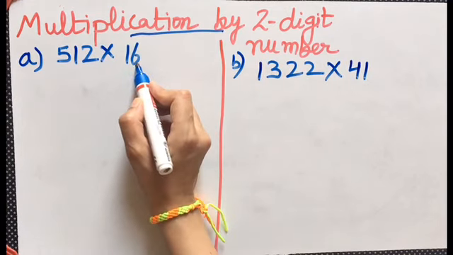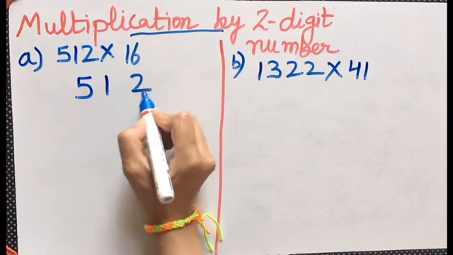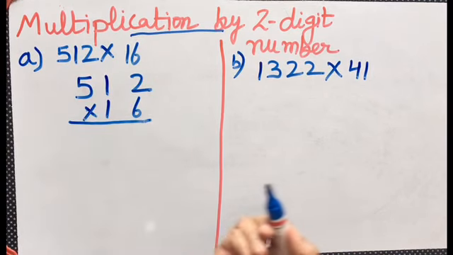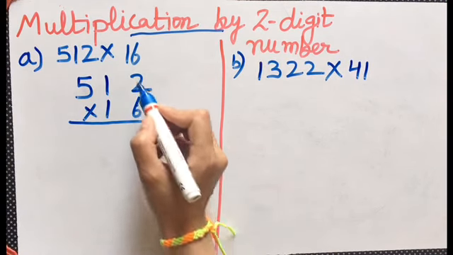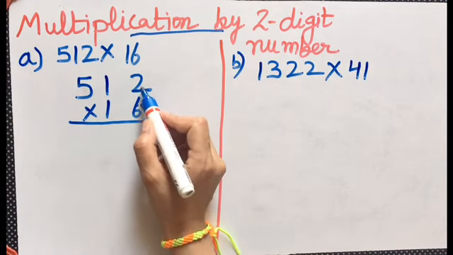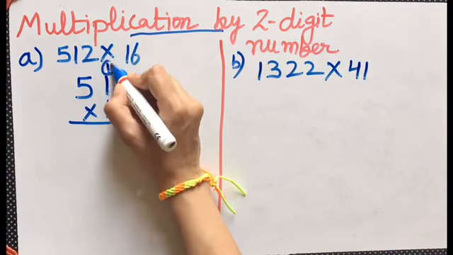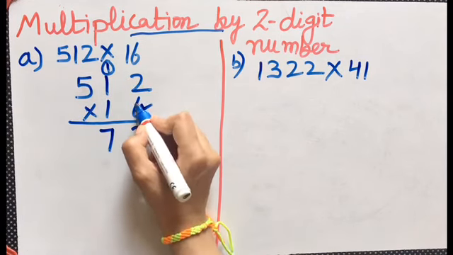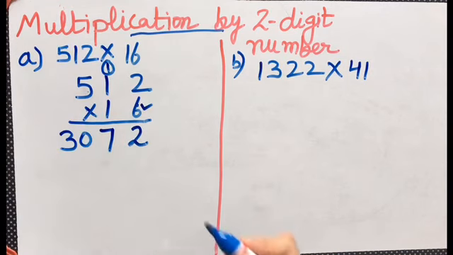Now, next thing is multiplication by 2 digit numbers. You can check this is a 2 digit number. So, how we are going to do this? 512 multiplied by 16, this way. Now, we will start with this 6. First 6 multiplied by this 512. So, 6 twos are 12, 1 will go at this place, 6 ones are 6 plus 1 is 7, 6 multiplied by 5 is 30.